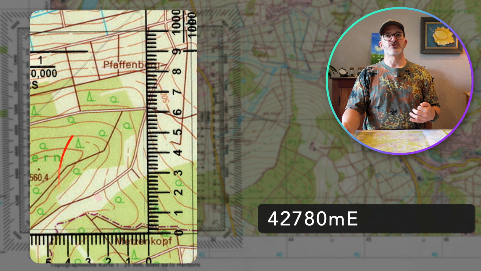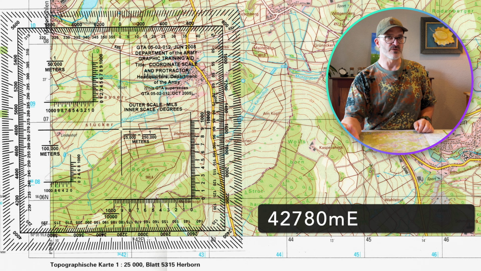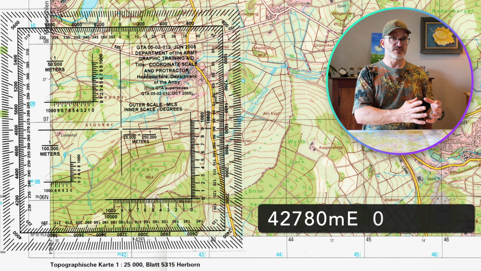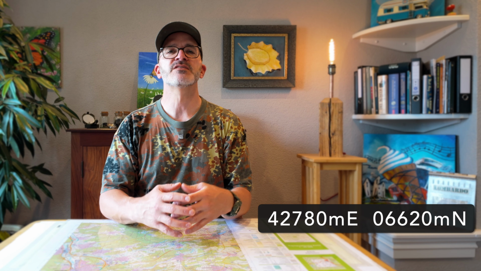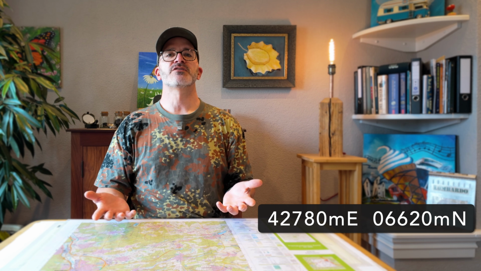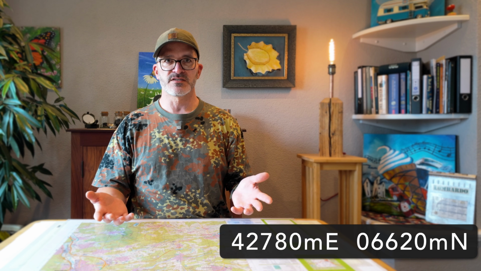I see that the intersection is about 620 meters north of the 0,6 grid line. So our northing becomes 0,6620 meters north. So we can now tell our friend that we should plan to park at the intersection located at 42780 meters east, 0,6620 meters north. Again, he doesn't need the grid zone designator or the numbers preceding the principal digits, since we know that we're both working from the same map.